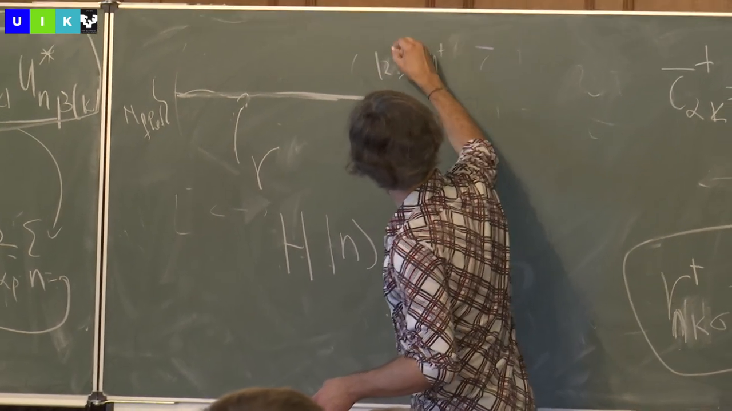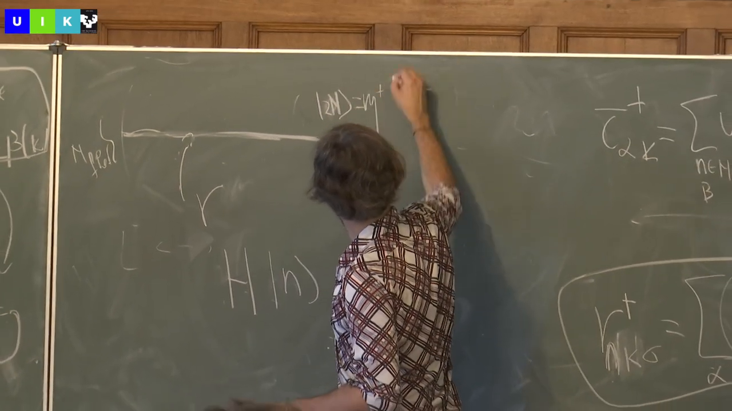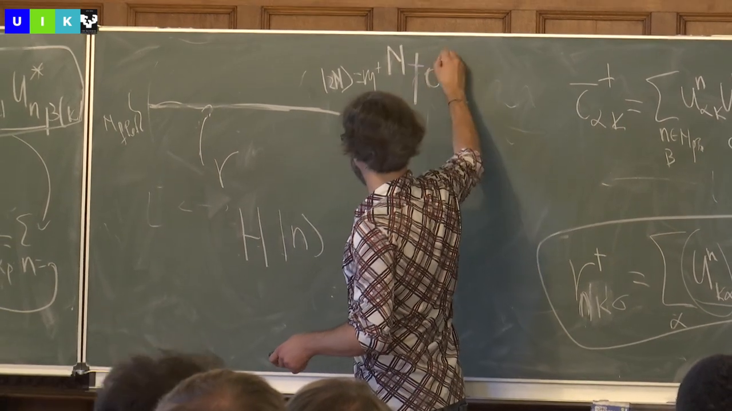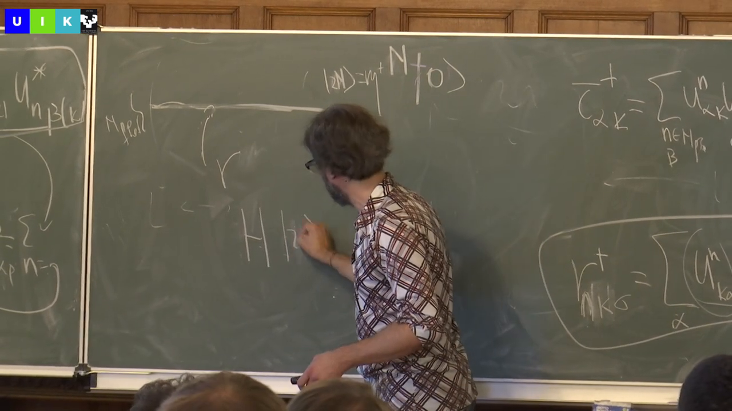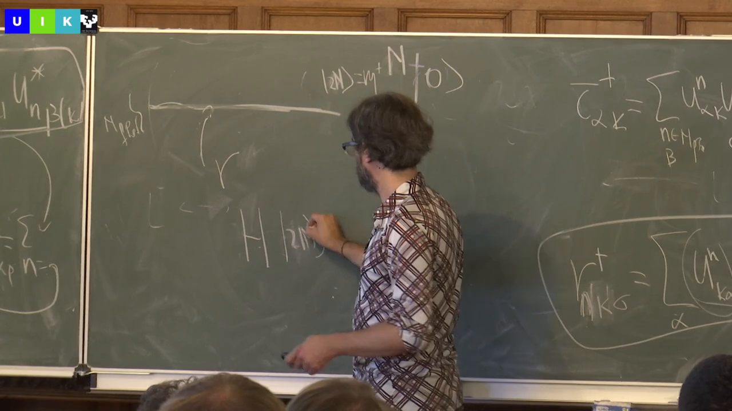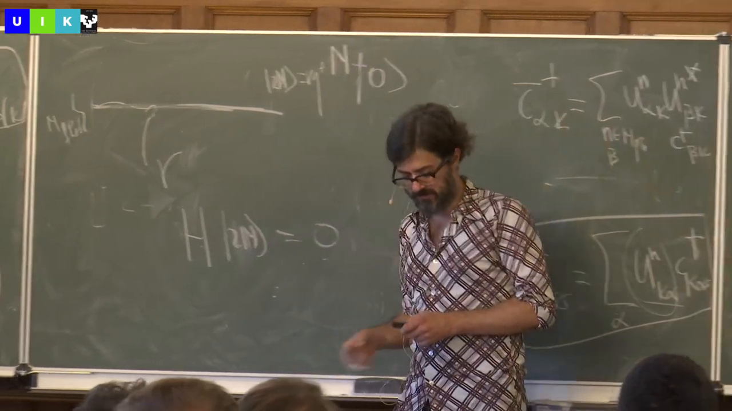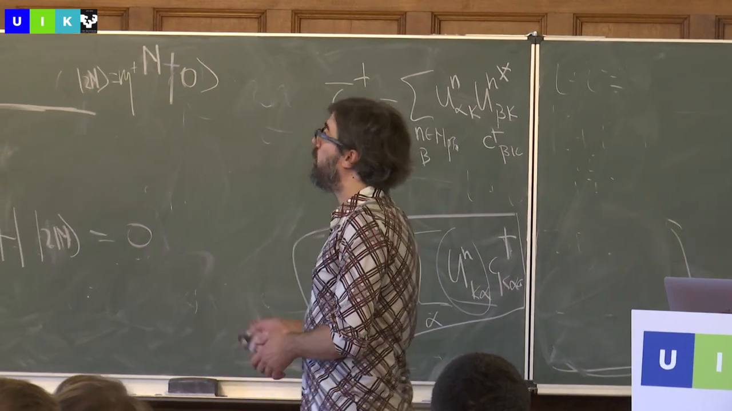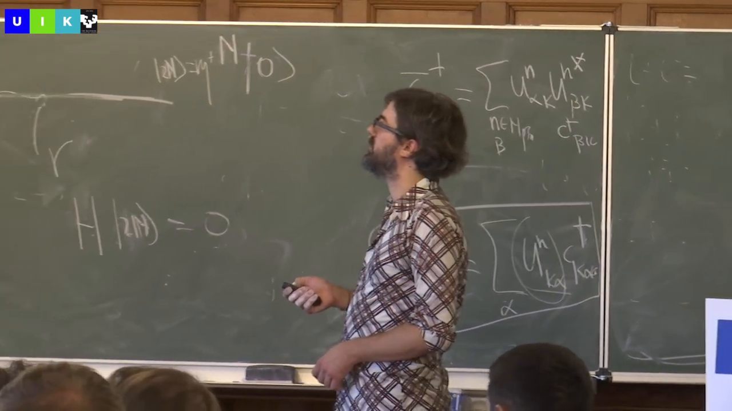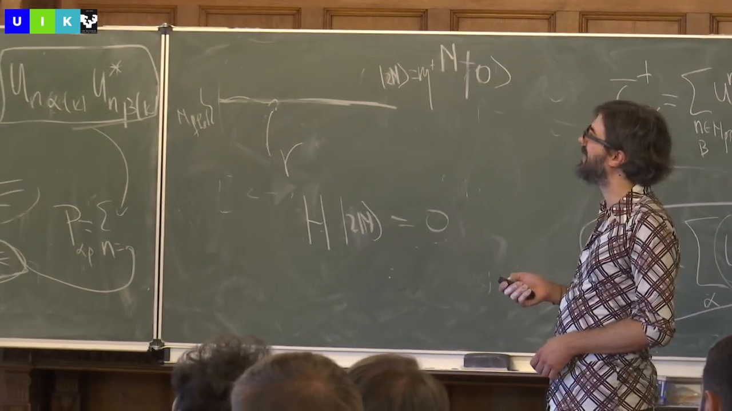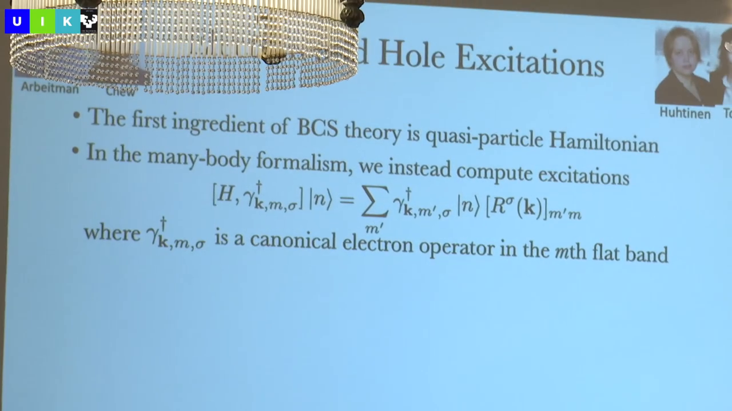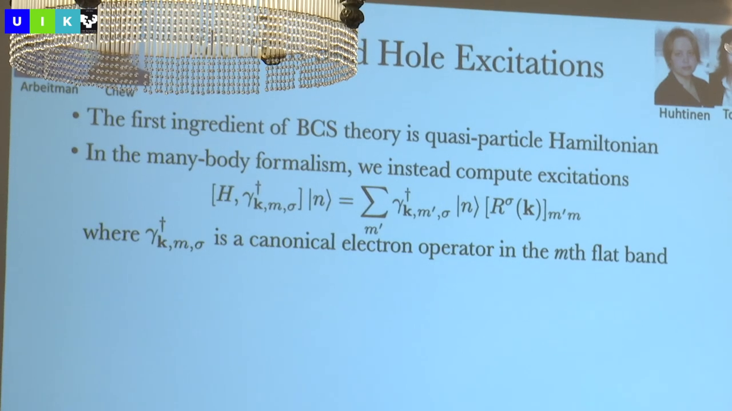Let's do this. The 2n state, the 2n particle state, is eta to the n times the ground state. The Hamiltonian on the 2n particle state is zero. This is a ground state of this Hamiltonian. And now, this is really bad. This small n is this 2n. Okay, yeah. Factors of 2, caps or not caps, yeah.